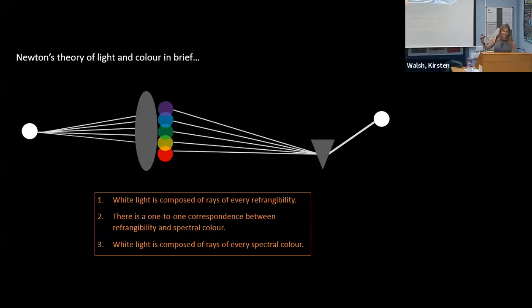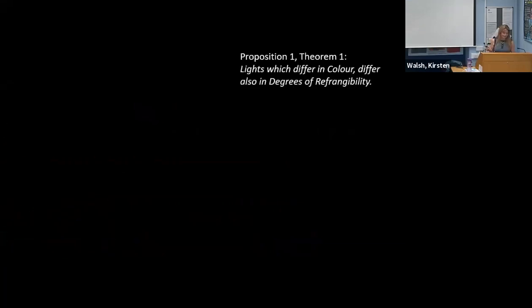That's probably as much as we need to know, because the first proposition we see in the Optics is basically this one, that there's a one-to-one correspondence between refrangibility and spectral color. Okay, so let's look at the Optics. Proposition 1, Theorem 1 in Book 1 tells us that lights which differ in color differ also in degrees of refrangibility. Here, Newton gives us some interesting experiments.